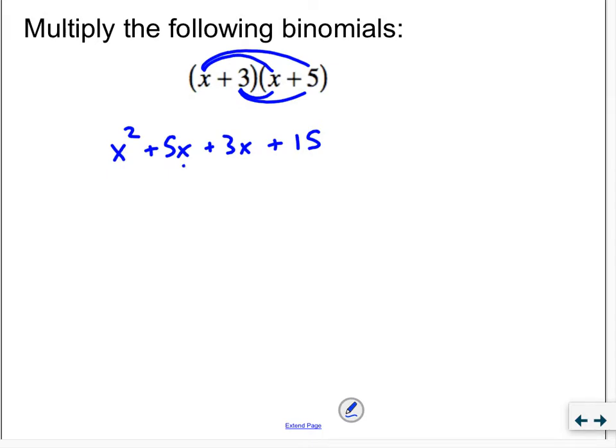And notice something. We can combine these two terms together. 5x plus 3x is 8x. There we go. That's our answer. X squared plus 8x plus 15. It's a trinomial. Trinomials have 3 terms. And notice we write the exponents in decreasing order. So our x squared goes first, our x goes second, and our constant term, the number at the end without the x, that goes last.